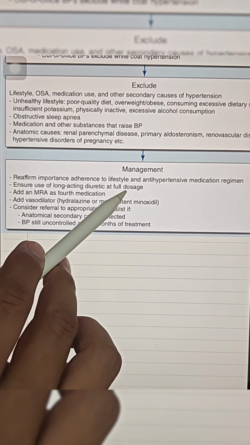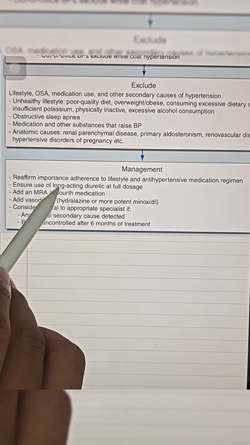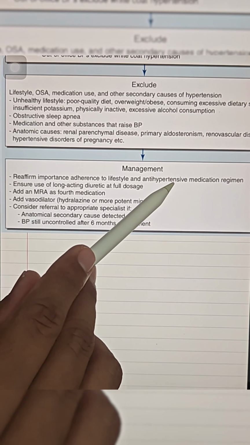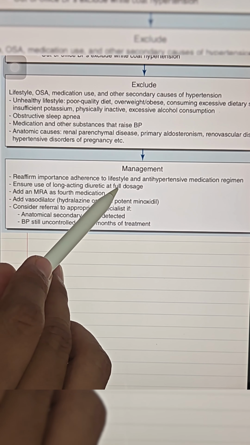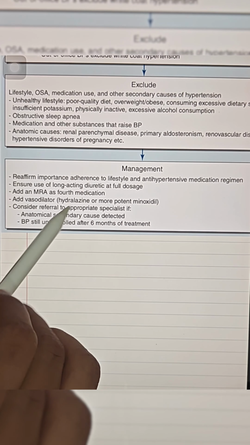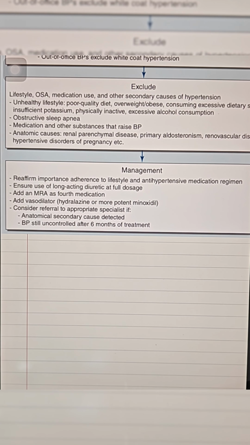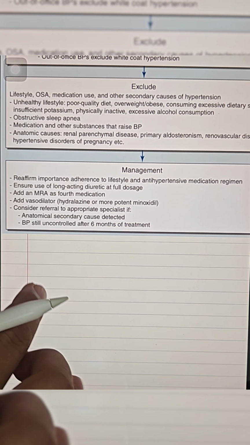Then, management: how to manage this resistant hypertension. We have to reaffirm the importance of adherence to lifestyle and antihypertensive medication regimen. Ensure use of a long-acting diuretic at a full dose. Add a mineralocorticoid receptor antagonist as a fourth medication. Add a vasodilator, that is hydralazine or minoxidil. Consider referral to the appropriate specialist to get the secondary cause diagnosed and treat the primary pathology.